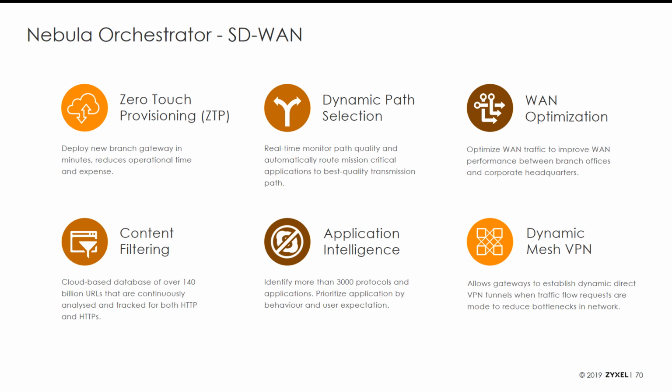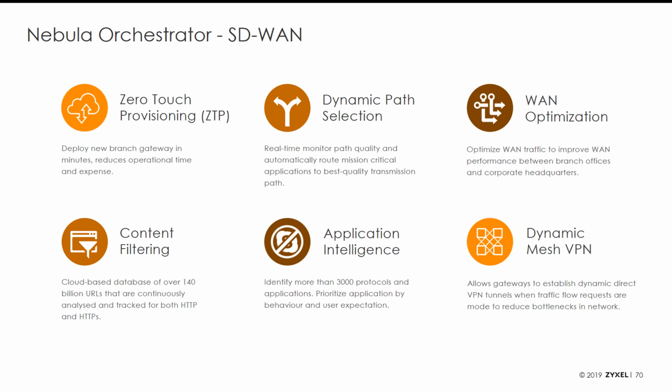We have functionality designed to do real-time monitoring of path quality, so dynamic path selection, which enables it to pick the best quality line and transmit down that line. This obviously combats the problems we've just been discussing about the fact that you can't monitor a line for quality, only whether it's up or down.